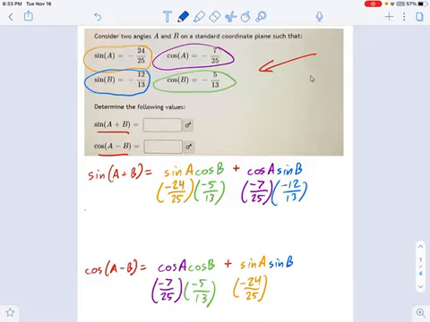Most problems that we do will not be asking you for both of these at once. It'll just say, hey, what's one or the other? This one asks for both because, honestly, it's kind of a short problem. We can do this very quickly.